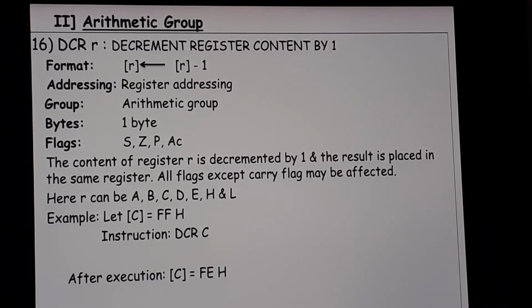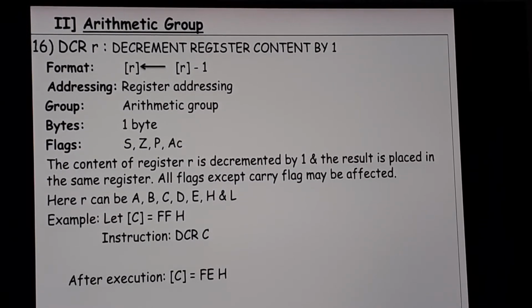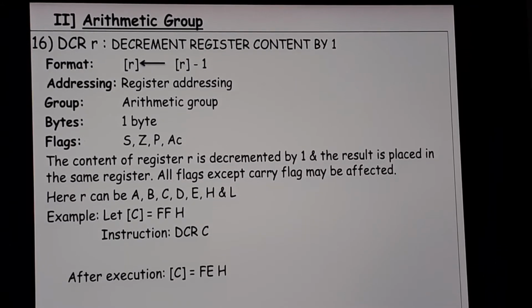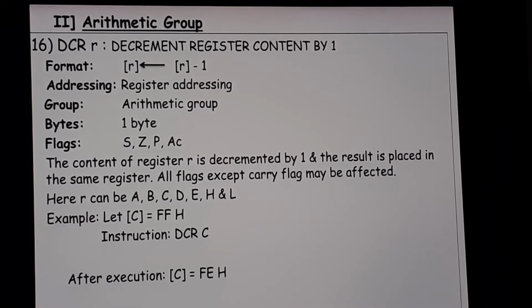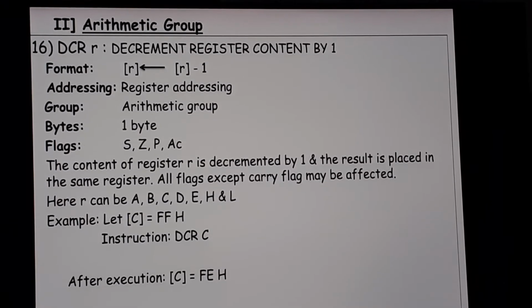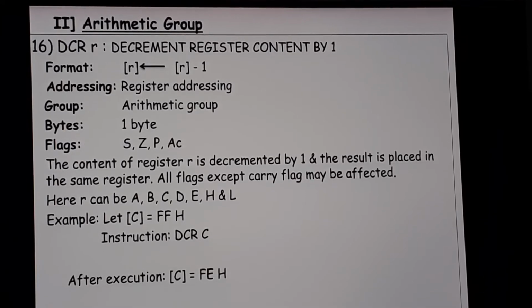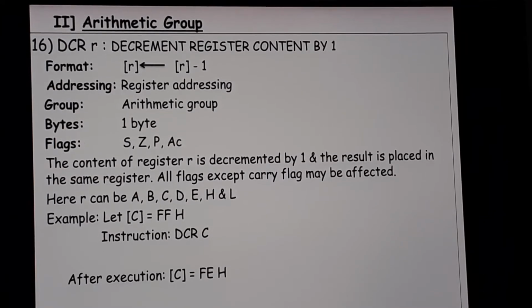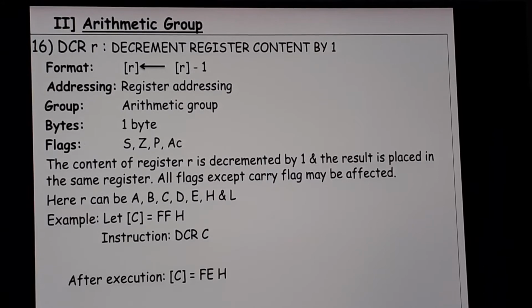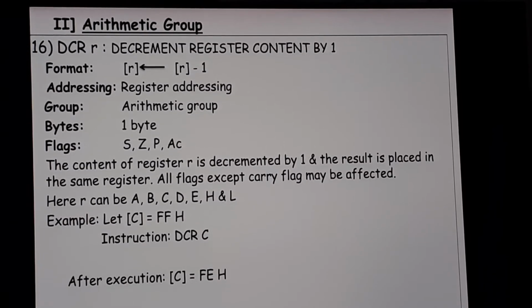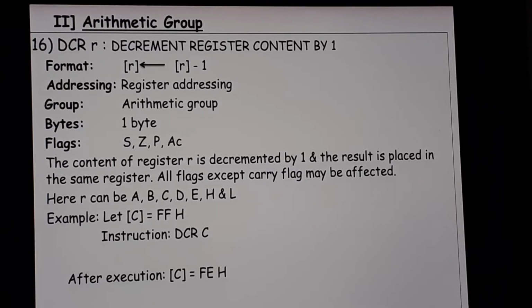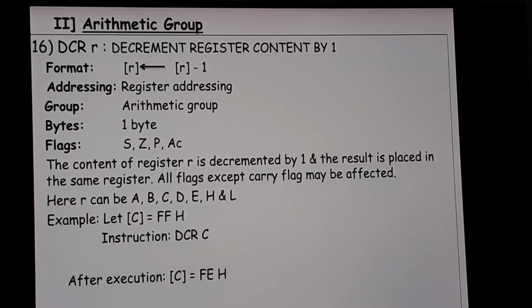So how will you write the comment? The same way as increment, the only difference is you write decrement instead of increment. You will say that the content of the register R is decremented by 1 and the result of the subtraction, that is the decrementation, is placed in the same register itself. All the other flags except the carry flag may get affected.